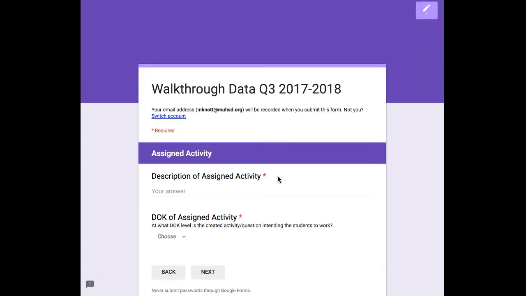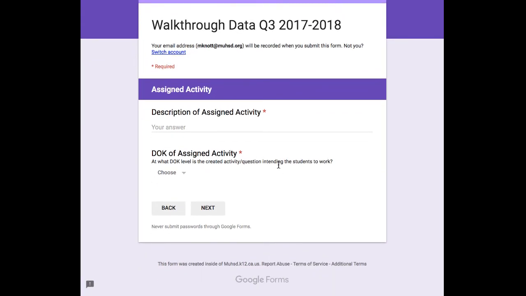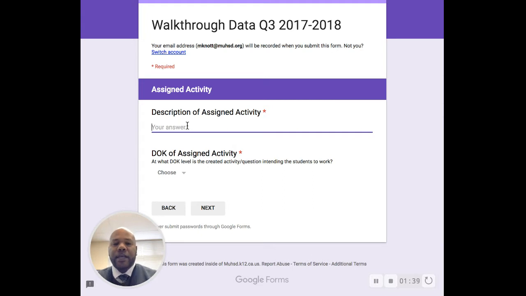So the next question on the screen has to do with a description of the activity. So let's just say in that particular class, I observed some peer editing going on. So I would just type that in there. I might add more or I might not, but it'd be just a base description of what was happening on what you assigned as the teacher to the students.